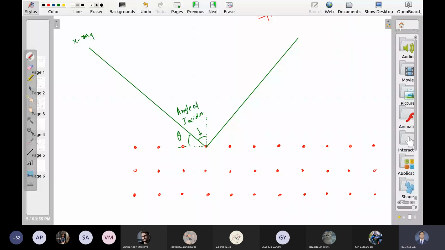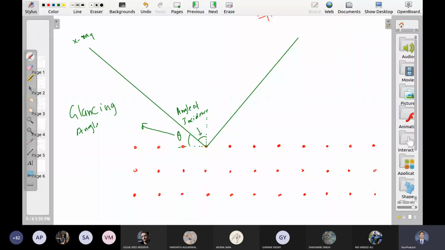This is not the angle of incidence. What is the name of it? This is called the glancing angle of incidence. So if you know any one, you can find out the other. The summation of these two angles is always 90 degrees.